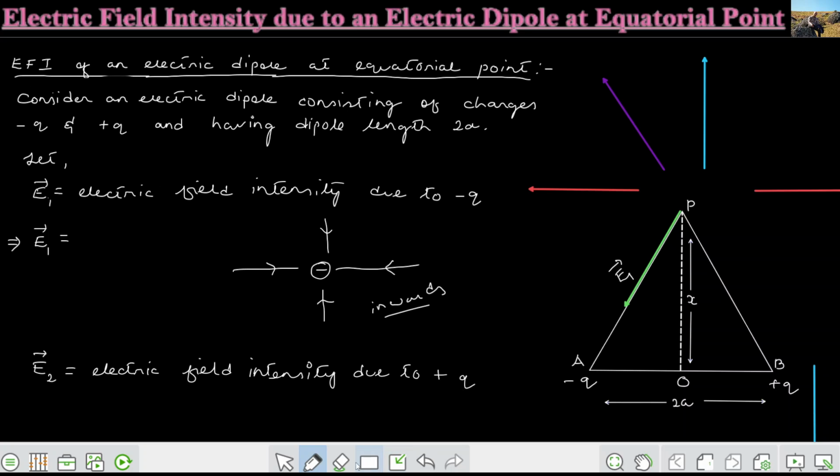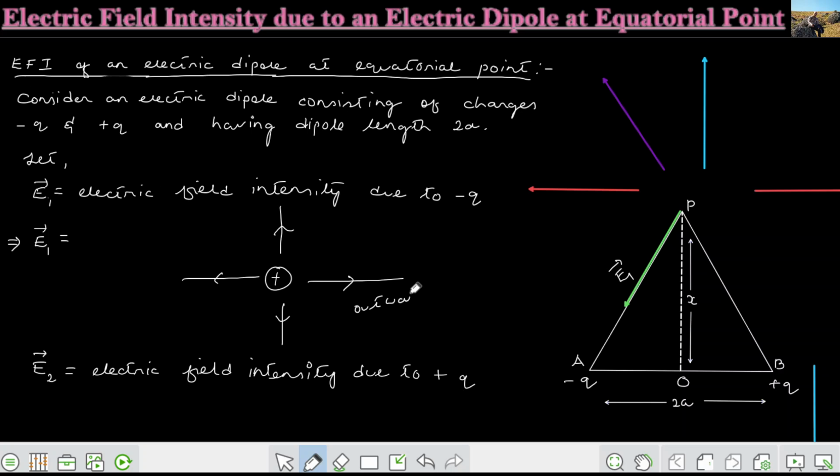Then, what will happen with respect to the plus charge? With respect to the positive charge, we already know that the electric field lines will be acting in the outwards direction. If I take any plus charge and draw the field lines, all the field lines will be emanating, or moving outside of the charge. So in the case of a positive charge, it will be directed radially outwards. So at point P, the electric field intensity due to this plus charge will be directed away from the charge.